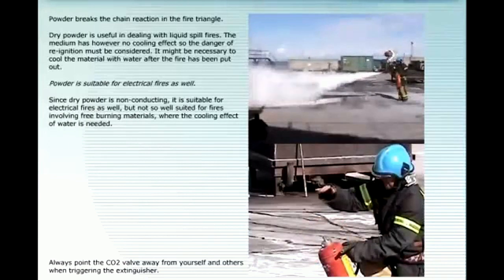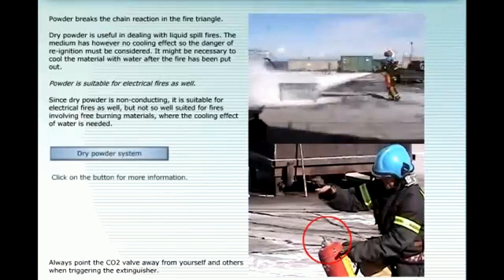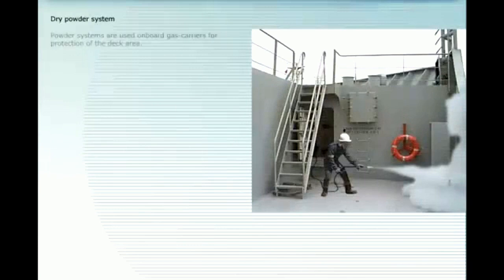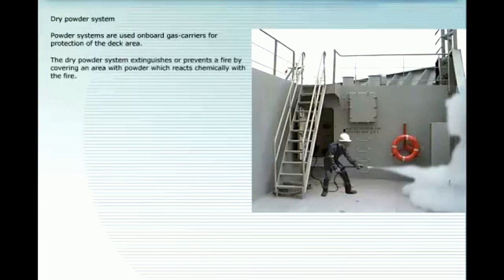Dry powder system. Powder systems are used on board gas carriers for the protection of the deck area. The dry powder system extinguishes or prevents a fire by covering an area with powder, which reacts chemically with the fire. The powder is released from the storage tank through powder guns. The system is activated from designated release areas.